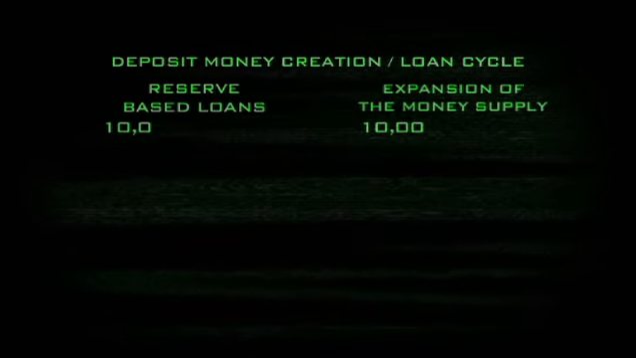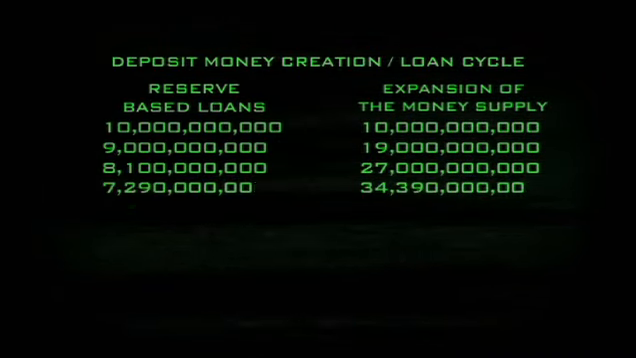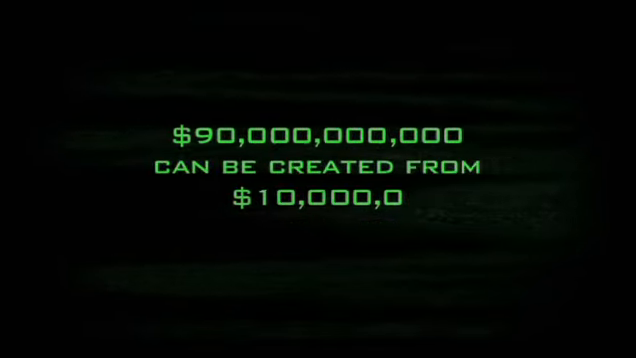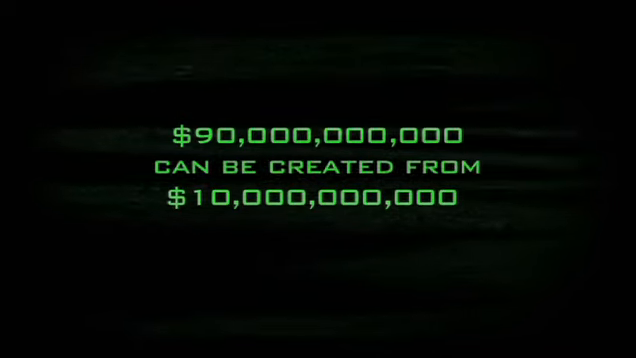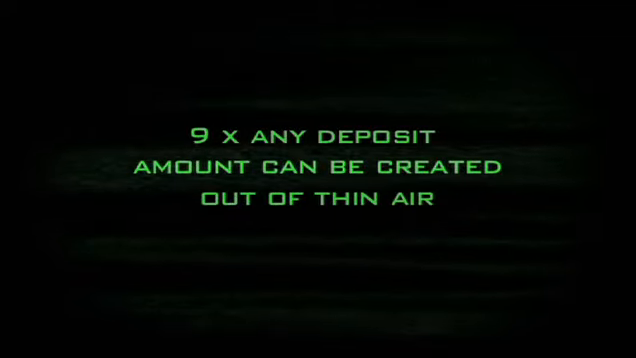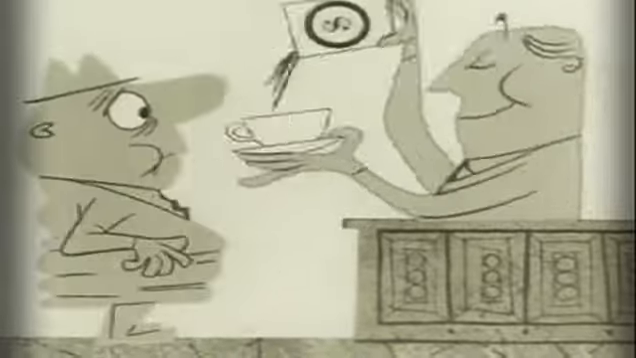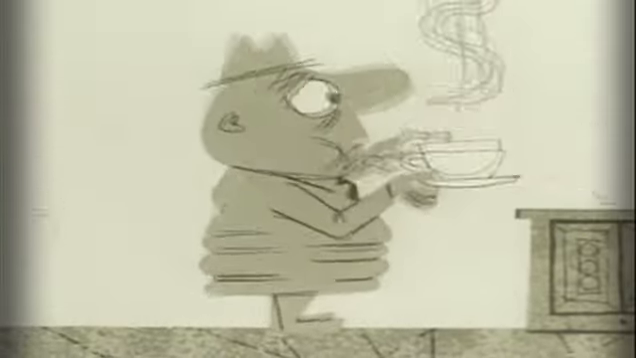This deposit money creation loan cycle can technically go on to infinity. The average mathematical result is that about $90 billion can be created on top of the original $10 billion. In other words, for every deposit that ever occurs in the banking system, about 9 times that amount can be created out of thin air. Money jitters? Ask the obliging Bank of America for a jar of soothing instant money, M-O-N-E-Y, in the form of a convenient personal loan.